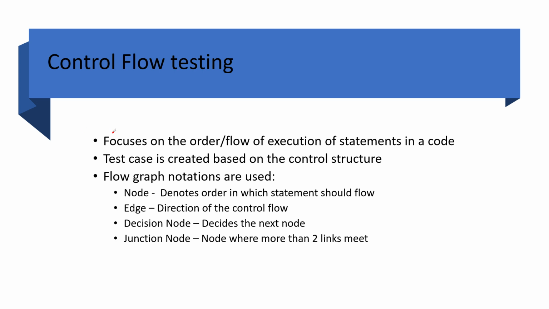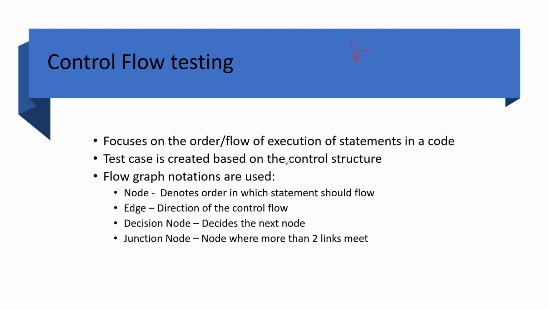So testing that control flow, from which control, how this control is handled, what type of statement is executed inside that, will be taken care of in control flow testing. It focuses on the order or flow of execution of the statements in the code. That is, in the if else, after the if, this should be checked. Only if this is not matching, I have to go to the else statement. That type of testing will be done in control flow.